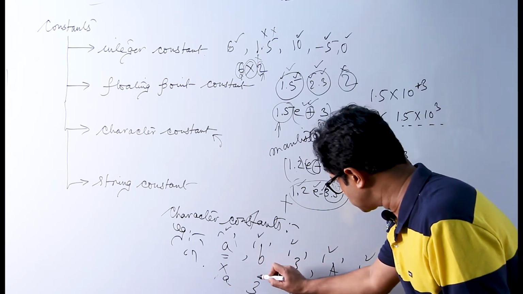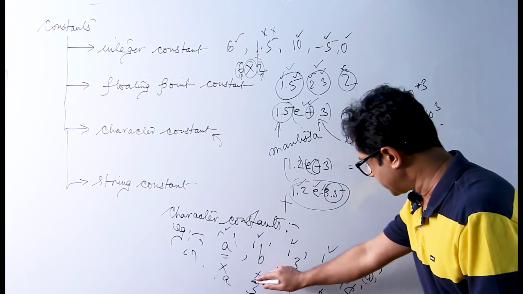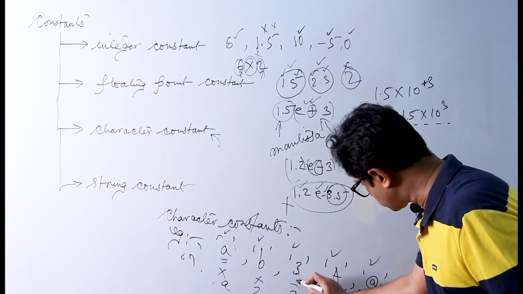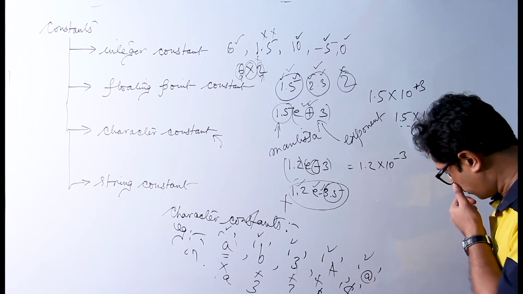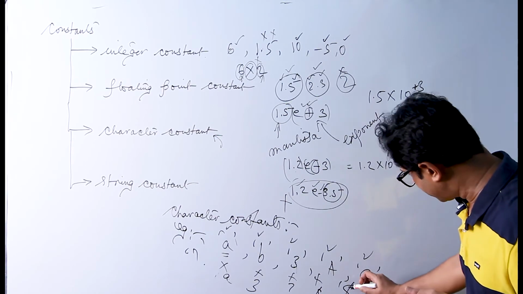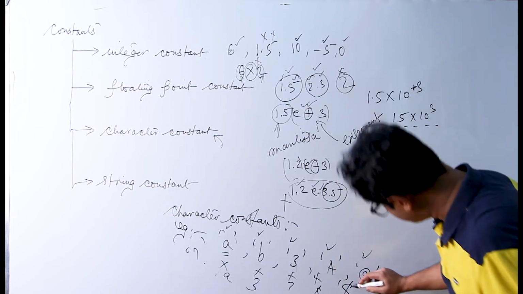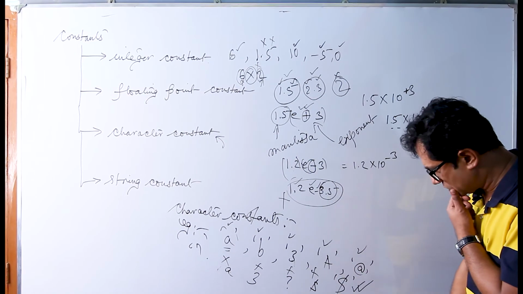And this is also not a character constant, definitely, because it also doesn't contain any single quote. We can also think of this. This is also an invalid one. This is also an invalid one. And after that, we have taken which one? I have taken a dollar, which is inside single quote. So it is a character constant. Definitely, it is a character constant.